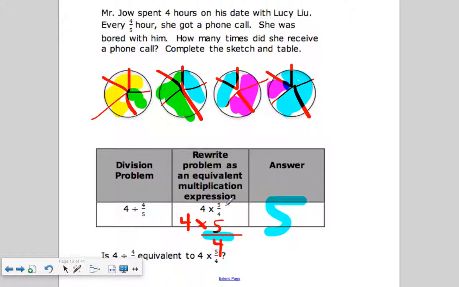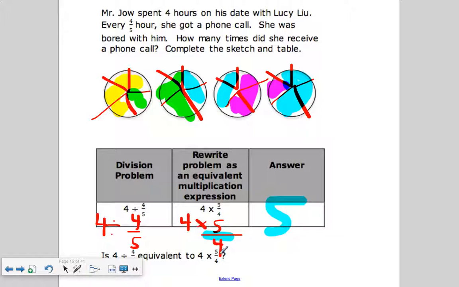Hey, this is how I came up with it. I started with 4 hours. I wanted to find how many groups of 4/5 go into it. So it's a division question. It's the same thing as this multiplication expression of 4 times 5, 4.